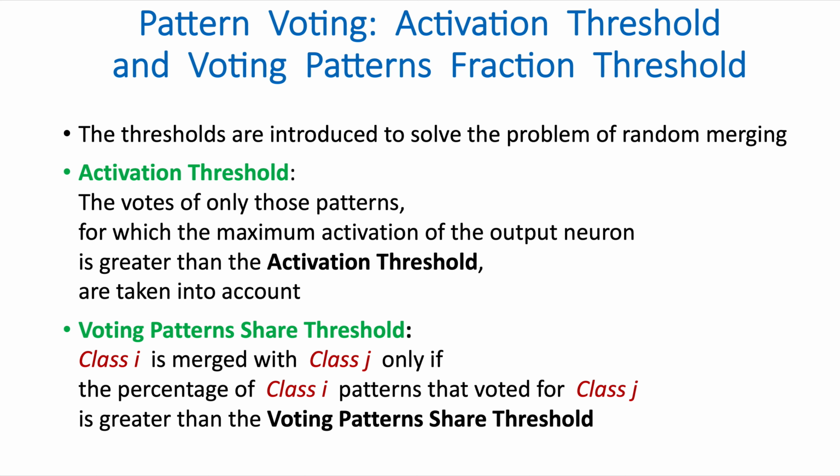To cope with this problem, we use thresholds. The thresholds are introduced to solve the problem of random merging. The first threshold is the activation threshold. The votes only of those patterns for which the maximum activation of the output neuron is greater than the activation threshold are taken into account. And the second threshold is the voting patterns share threshold: class I is merged with class J only if the percentage of class I patterns that voted for class J is greater than the voting patterns share threshold.